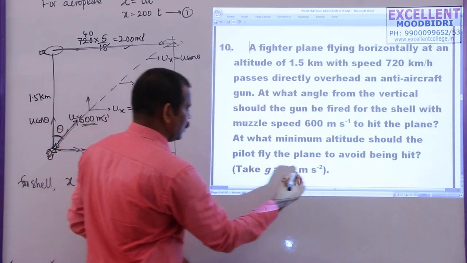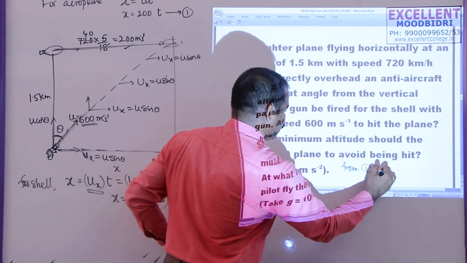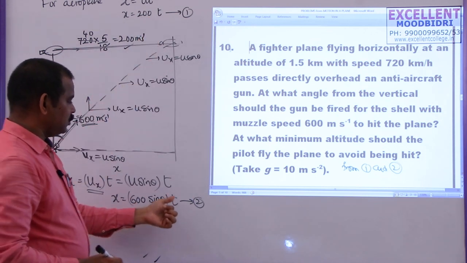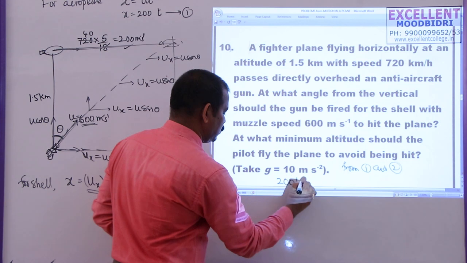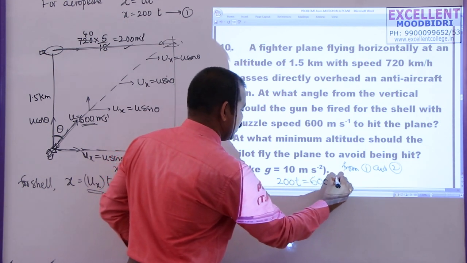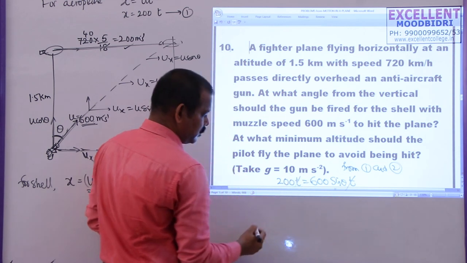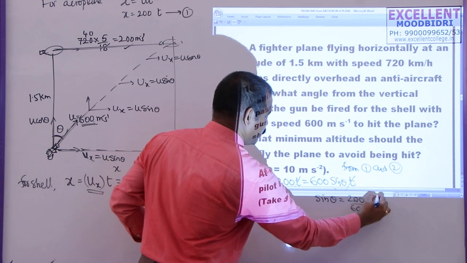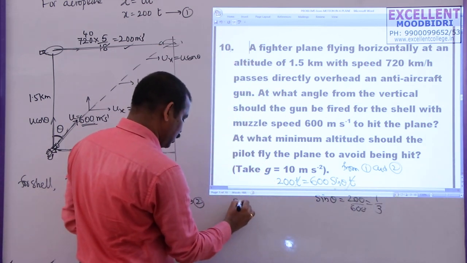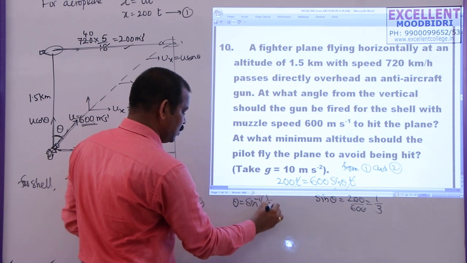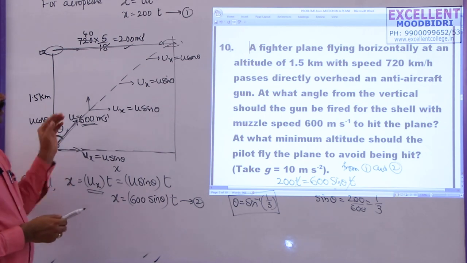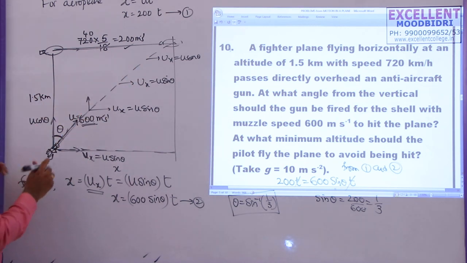So from 1 and 2, what can we write? 200t must be equal to 600 sin theta t. So that is 200t is equal to 600 sin theta into t. This t gets cancelled. Sin theta is equal to 200 by 600. This is 1 by 3. So theta is equal to sin inverse of 1 by 3. So what is the angle with which the shell has to be fired so that the shell hits the aeroplane after traveling some distance? This answer is sin inverse 1 by 3.